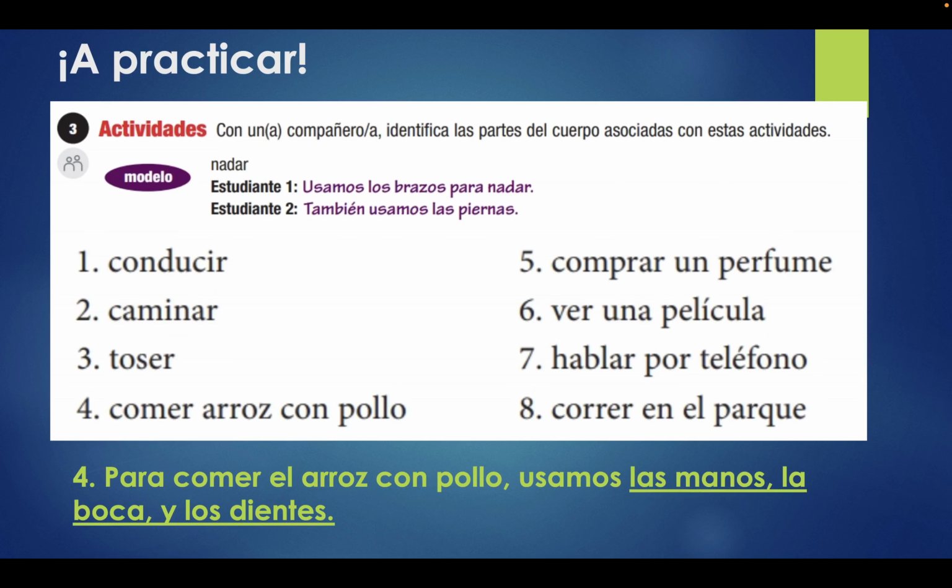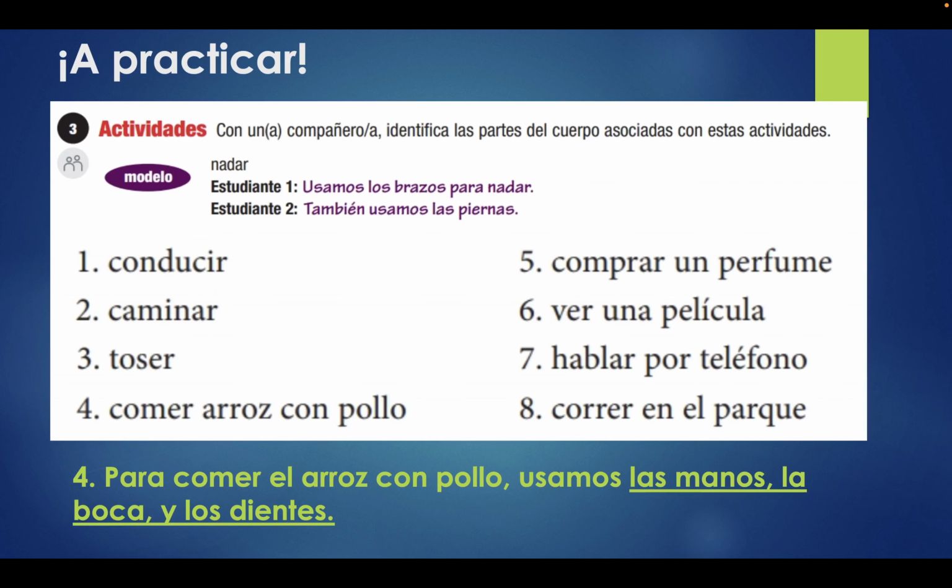Okay, número cinco. Para comprar un perfume, to buy some perfume. Gosh, well, what do you need to buy perfume? Para comprar un perfume, we need a nose to smell it, right? So para comprar un perfume, usamos the nose? Sí, la nariz, excellent.